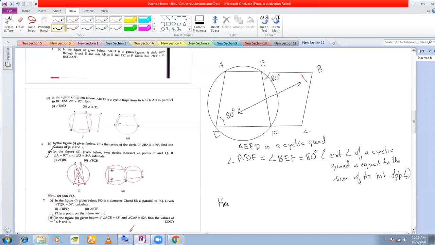Hence angle ABC, which you need to find, is equal to angle ADF is equal to 80 degree because opposite angles of a parallelogram are equal. Okay, nice, good sum.